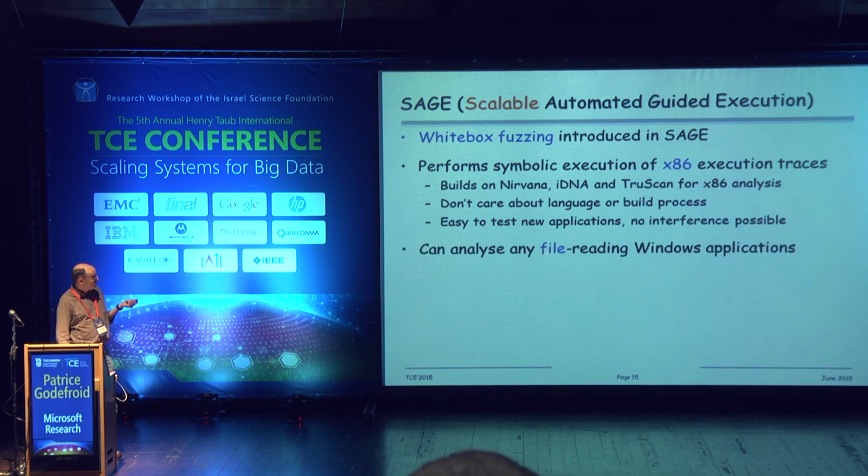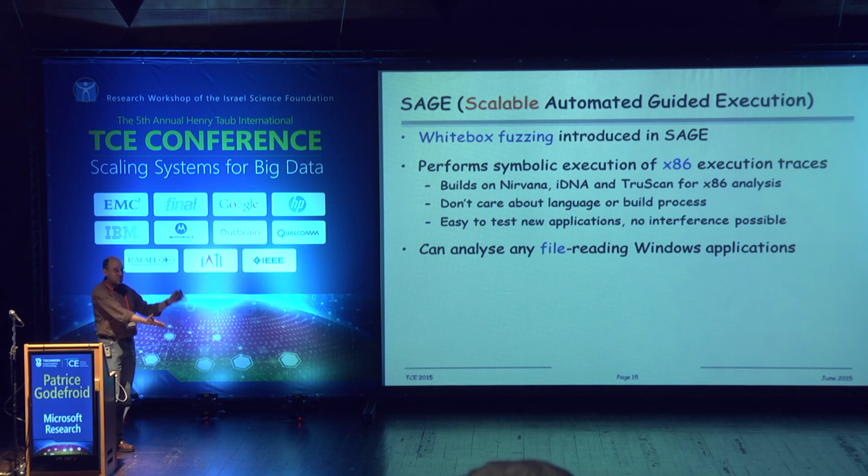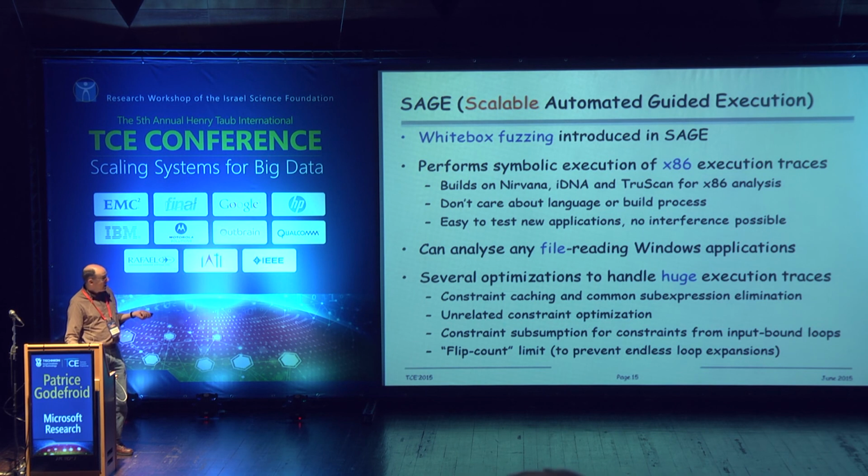It's optimized for so-called file fuzzing, so it focuses on file processing applications, like PowerPoint, for instance, where as a user, you specify which file is untrusted, and then every byte read of that file will be marked as symbolic. And that's basically the input space that we're trying to find input values for in order to find bugs. And it's optimized to handle execution traces, symbolic execution of billions of x86 instructions.